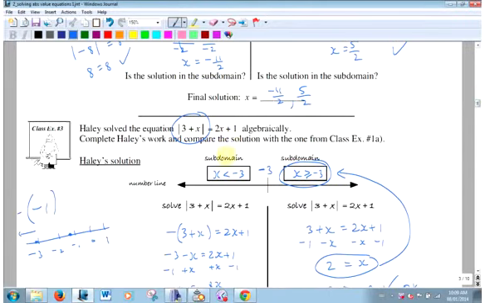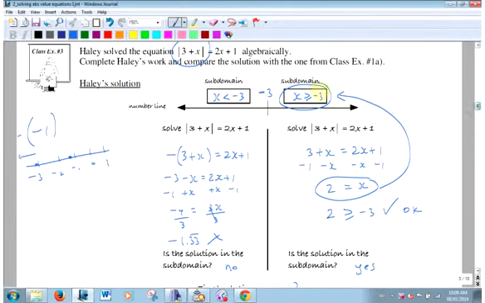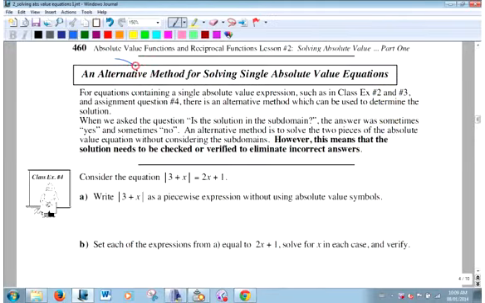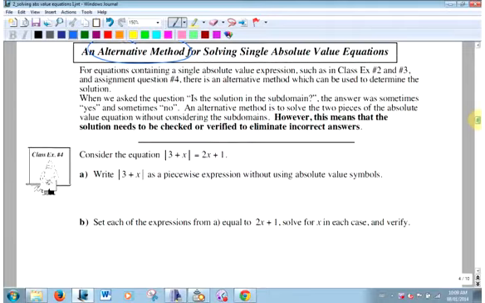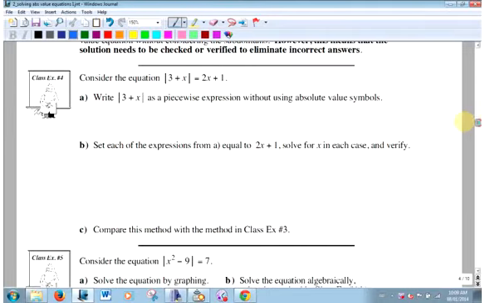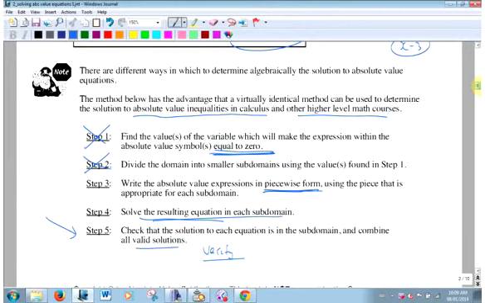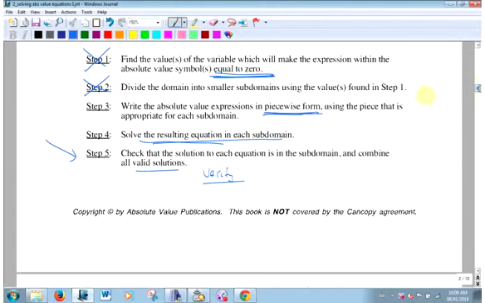Now, like I said, I want to do this question again without worrying about the subdomain stuff, just doing it the way I did that one. Okay, here it says an alternative method. I think this is the way you're going to want to do it. Okay, that's the same question. So as the steps go, step 3, write it in piecewise form, just like you did yesterday. Solve it and then check it.